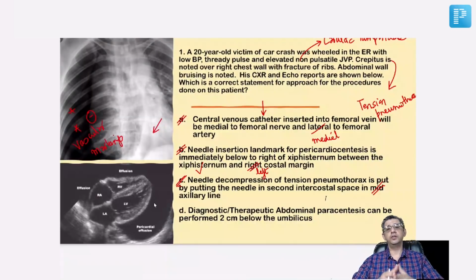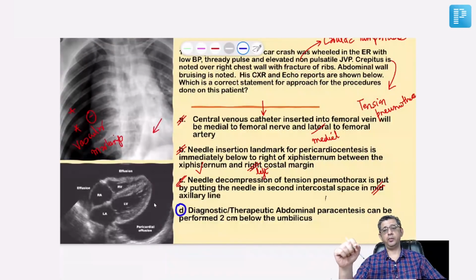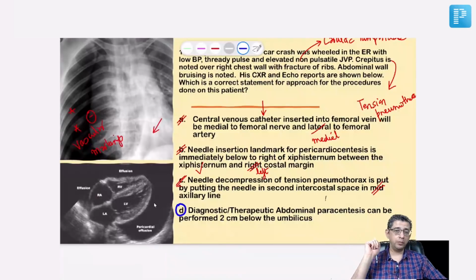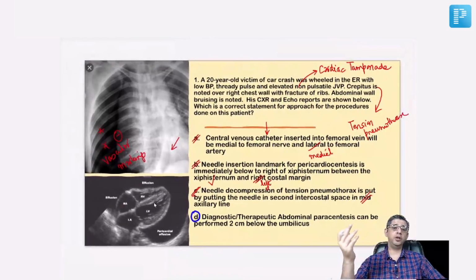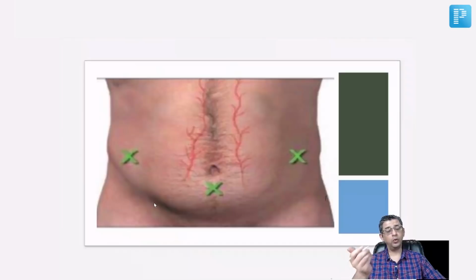Let's look at D, which is the answer to this question as well. So I'll just mark that as an answer by exclusion. It says diagnostic and therapeutic abdominal paracentesis can be performed 2 centimeters below the umbilicus. Is that a correct statement? Well, a lot of you might be saying, sir, when you described paracentesis, you described it lateral to the umbilicus. Yes, I agree to that, but in certain situations you can even do it in the midline just below the umbilicus as well. So I'll just show you a slide so that you're more comfortable.